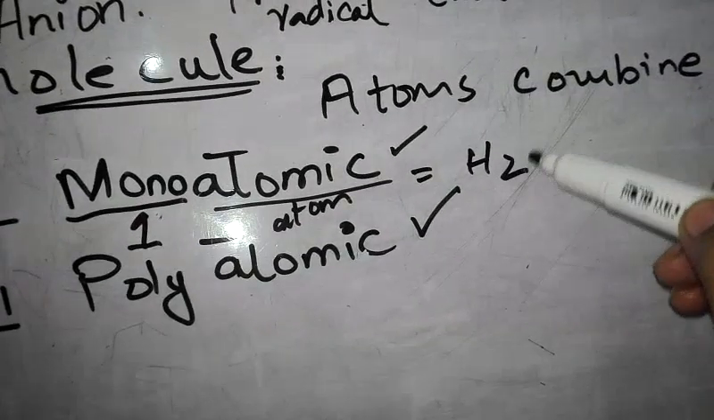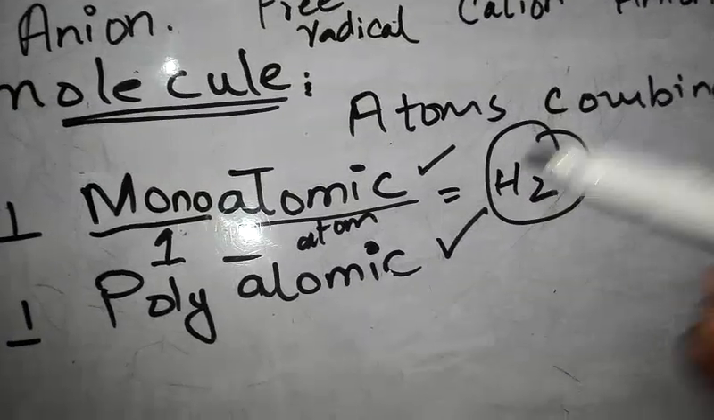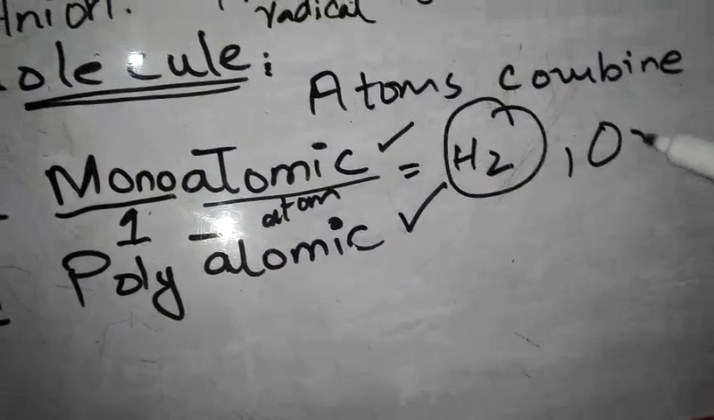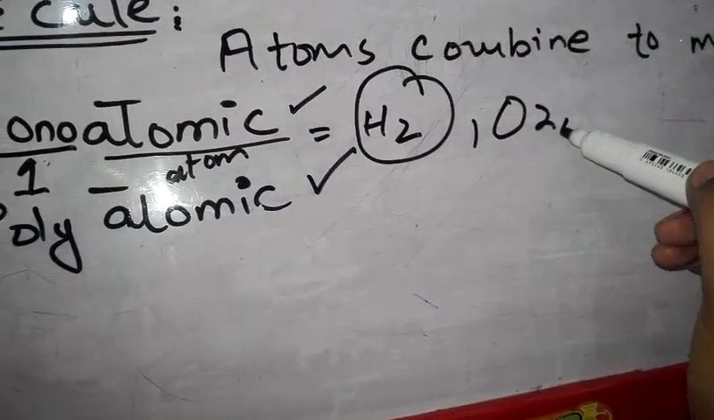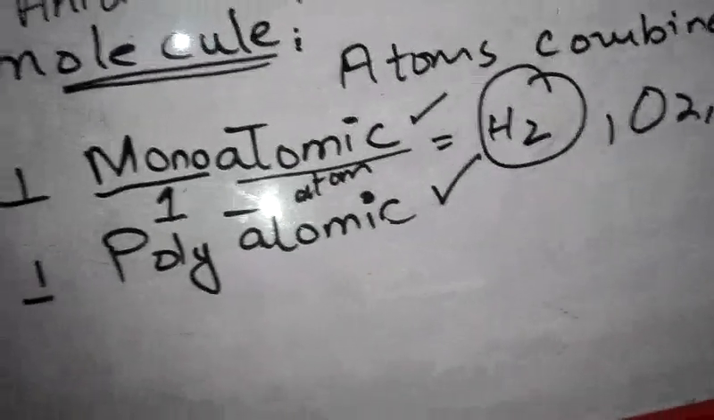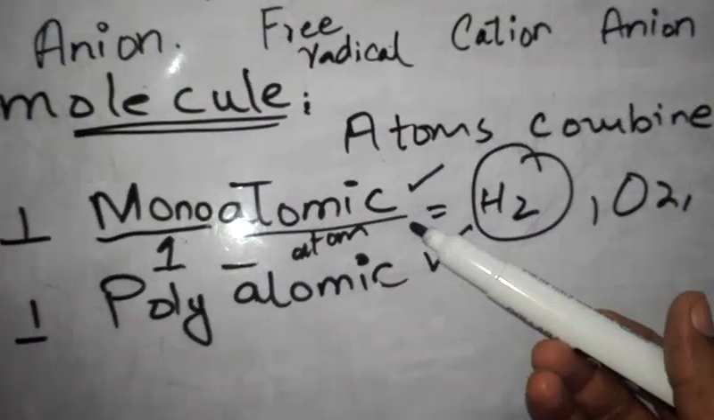Just like H2, it has how many kinds of atoms? Only one, hydrogen. Two atoms of hydrogen combine to form a molecule which is of hydrogen molecule, and it is monoatomic molecule. Next example is of oxygen, similarly nitrogen, etc. Alright guys, when one kind of atom combine to make molecule, the molecules are called monoatomic molecule.